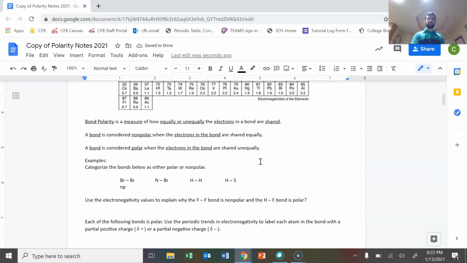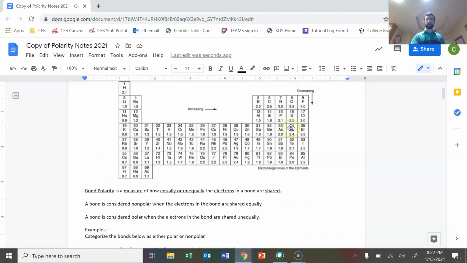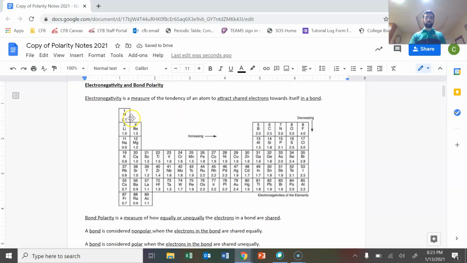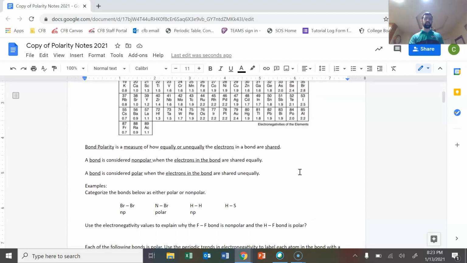Okay, let's look at NBr. So nitrogen is here at 3.0 and Br is 2.8. Well, there's a difference. It's not a big difference, but there's a difference. So we would say this is polar. It's slightly polar. And you could write it out or you could write P. It's fine. Either way. And then H2, hydrogen and hydrogen, again, same element, so that's going to be nonpolar. And then H and S. So H is 2.1, S over here is 2.5. Not extremely polar, but it is still polar.